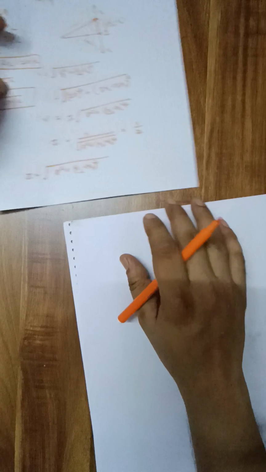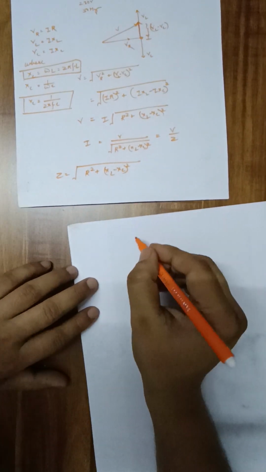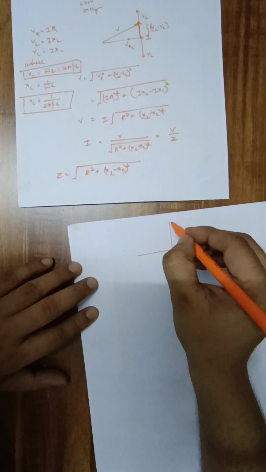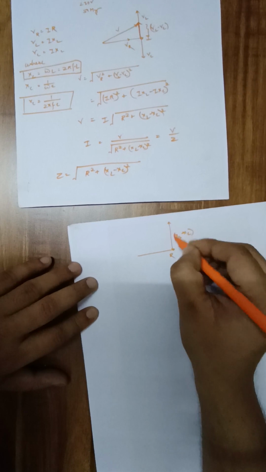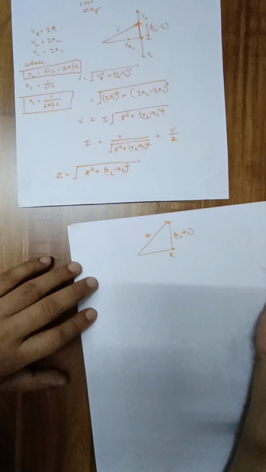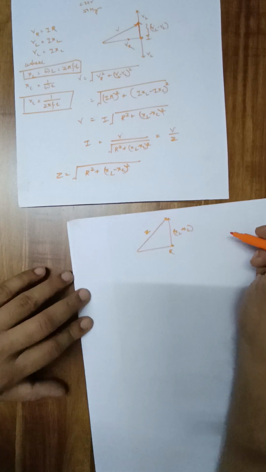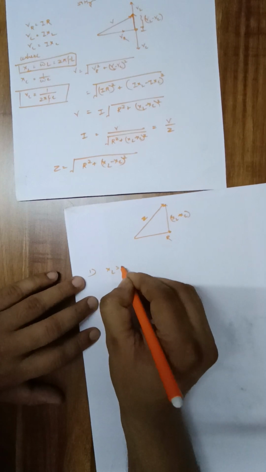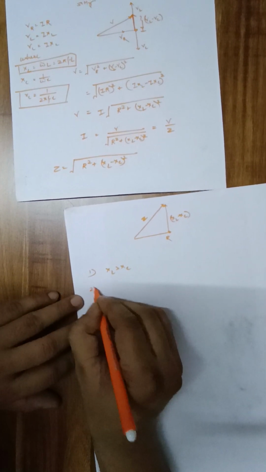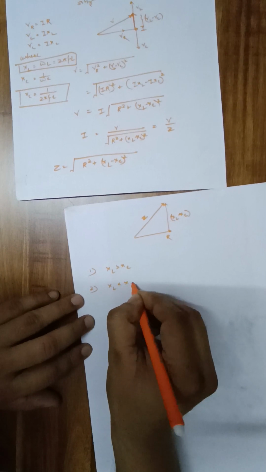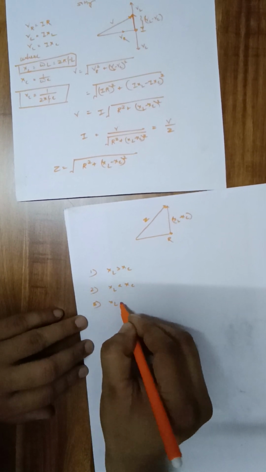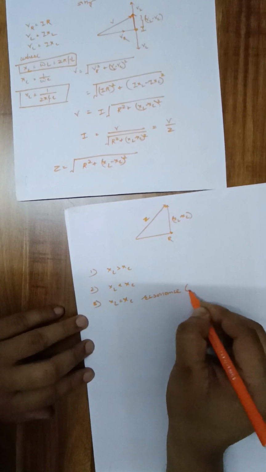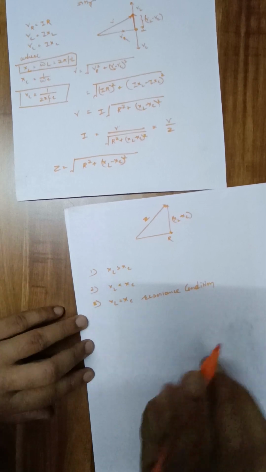So if you will draw the impedance triangle, what will happen? Here it will be R, here it will be your XL minus XC, and here you will get the impedance. Here three conditions can be formed. First condition can be like XL is greater than XC. Second condition, XL is less than XC. And third condition, XL is equal to XC. This condition is called as a resonance condition. Clear?